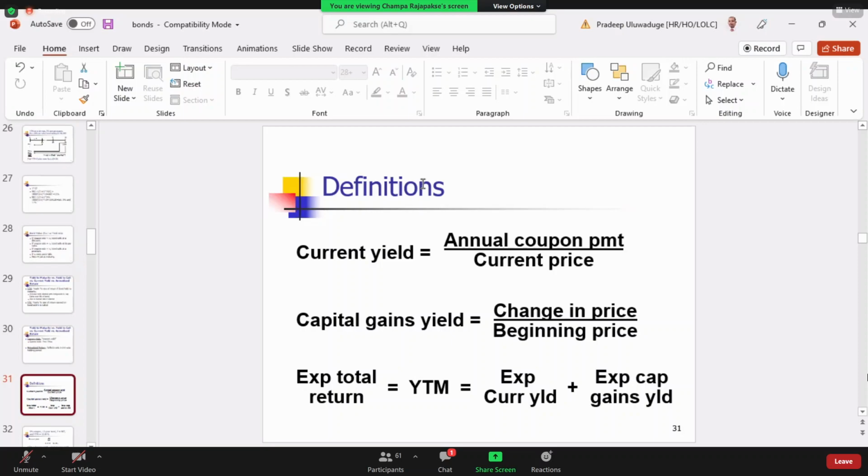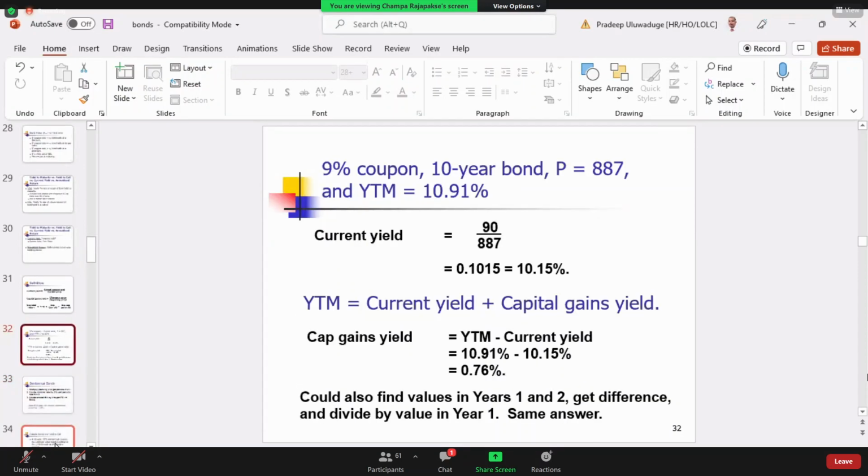Then expected total return, or YTM, which includes both these components, equals expected current yield plus expected capital gains yield, right? So let's look at a calculation.